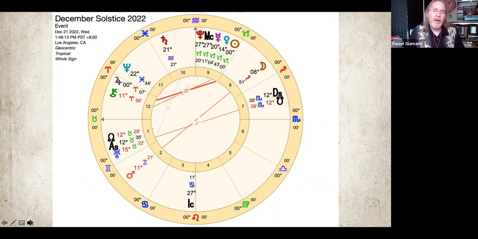And I wanted to point that out because it gives a kind of a larger context to the understanding of the US chart and the US last exact Chiron return. So just notice a few things here. And we're going to see these themes often over these next few minutes.